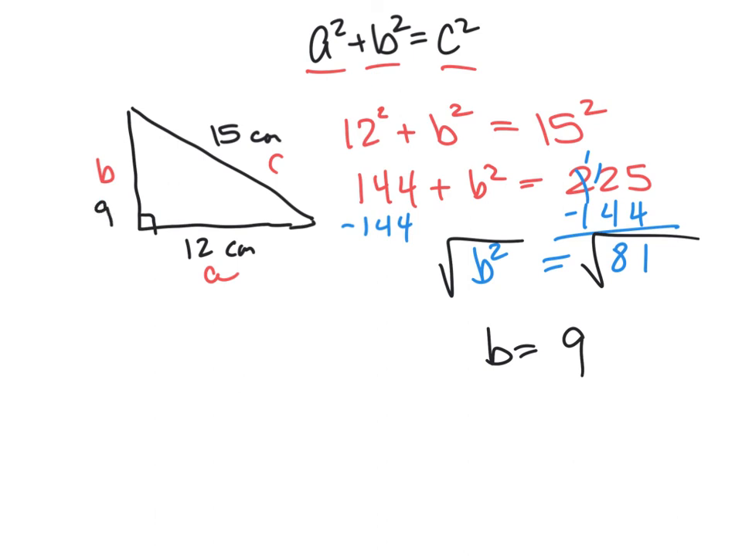So sometimes you'll get the measurements of the legs, and you can just fill in a squared plus b squared equals, and then solve for c squared. Sometimes they'll give you the hypotenuse and one of the legs, and you've got to find the other. And this was just to show you, you could do that either way. If they give you two sides, you can use that formula or that theorem to solve for the third side.